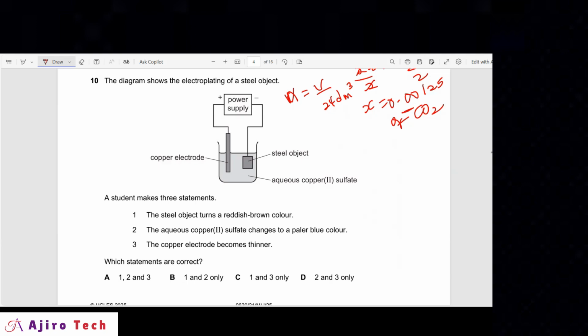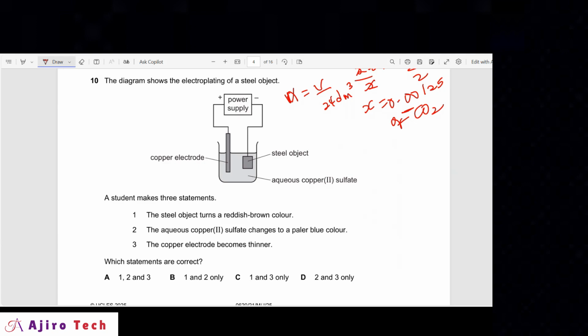Question 10 now. We have the diagram of an electroplating reaction, basically. The student makes three statements. The steel object turns reddish brown, the aqueous copper(II) sulfate changes. Okay, so let's just talk about this.